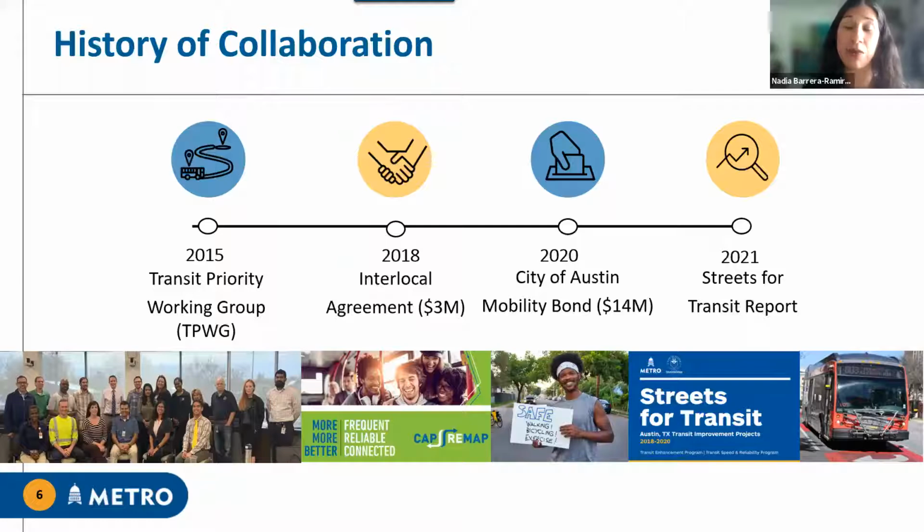In 2020, a mobility bond was passed along with the transit referendum. And that mobility bond had a lot of funding for bicycles and pedestrians and urban trails, but it also carved out $14 million for transit enhancement, something the city had never done before. So allocating funds specifically for prioritizing transit through the right of way, which is very exciting. This year, we produced a Streets for Transit report, which I think we're going to put in the chat, but it basically quantifies and lays out all the improvements that have happened since 2018 so that we can kind of go back and reference those in the future.